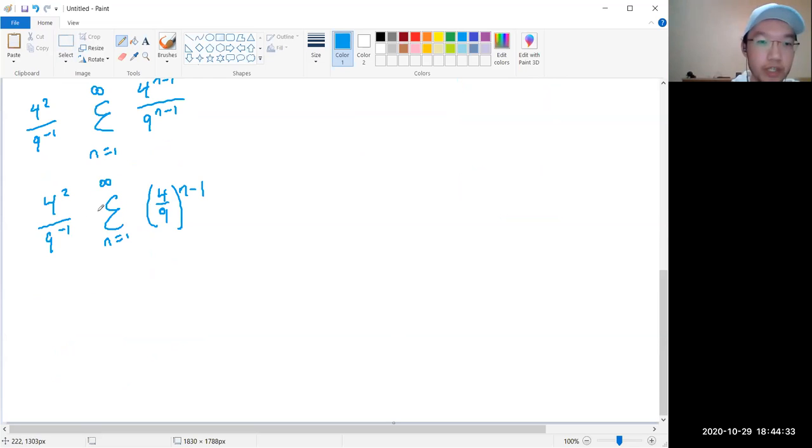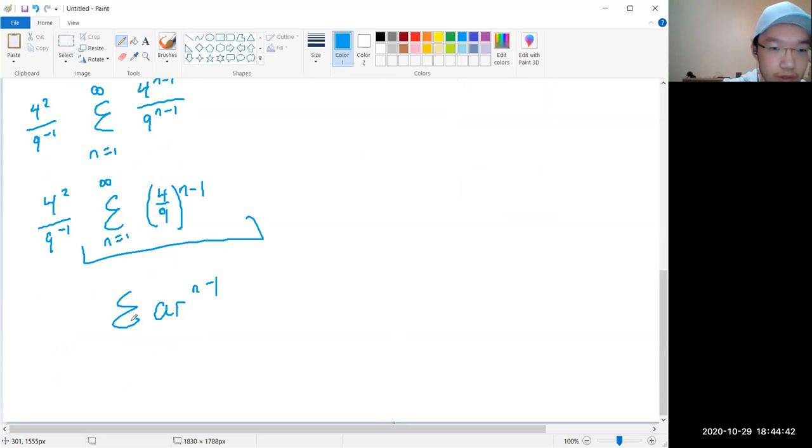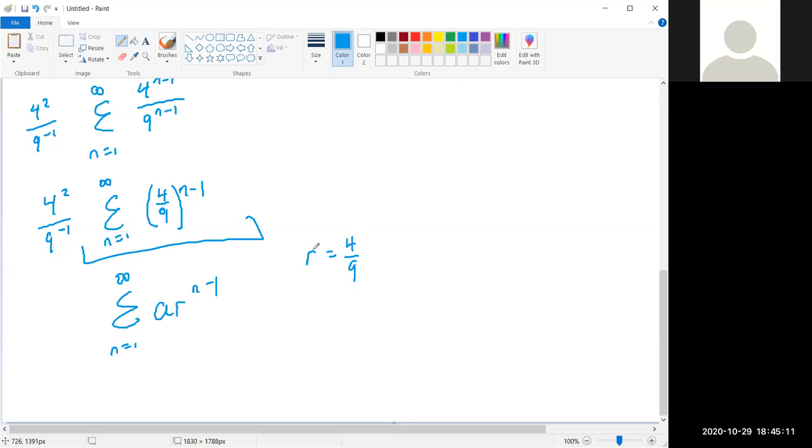So this is a geometric series now. It is in the form a times r to the n minus 1. So what is the common ratio here? What is r? 4/9. Yes. So here the common ratio is 4/9. And is that less than 1? Yes. So based on that, we can conclude that this converges.